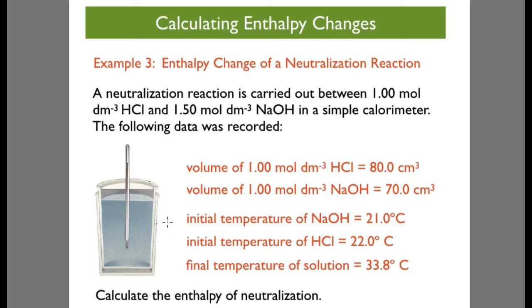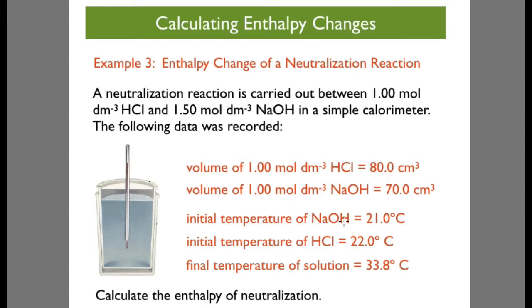A neutralization reaction is carried out between 1 mole per decimeter cubed of hydrochloric acid and 1 mole per decimeter cubed of sodium hydroxide in a simple calorimeter. The following data is recorded. You've got 1 mole per decimeter cubed of HCl, and you've got 80 centimeters cubed of it, and you've got 70 centimeters cubed of the NaOH. So we've got concentration, we've got volume. That means we can calculate moles for both of these, because all you need is concentration and volume to calculate moles, as we know.